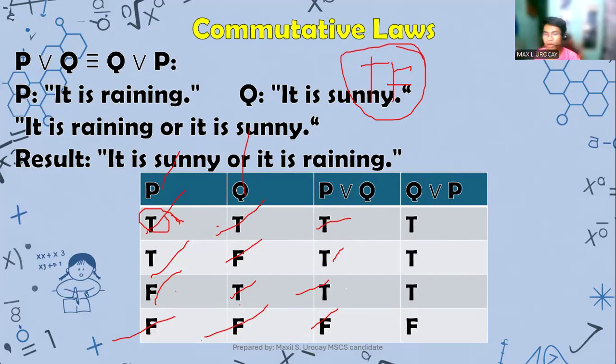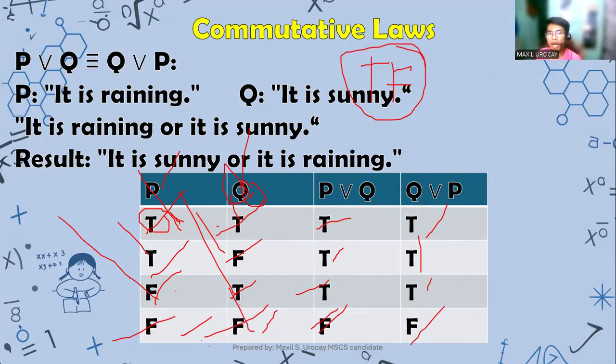Okay, because this is OR, right? So for false plus false, it will become false. That's correct. Now, for Q or P, let's try to OR P. True plus true will become true. False plus true will become true. True plus false will become true. False plus false will become false.